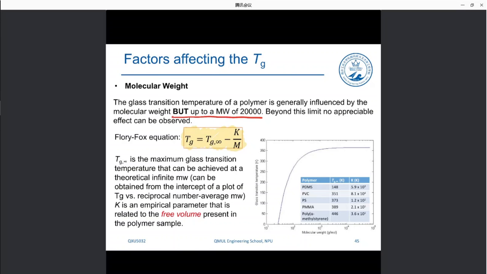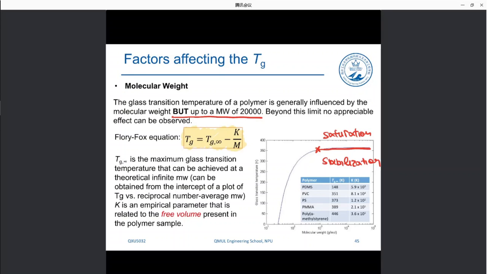So up to, let's say, 20,000, around here, or a bit lower, like here. Up to this point, there is a linear increase or kind of a parabolic increase of the glass transition temperature. But after that, it saturates, okay? It stabilizes. Saturation. Stabilization. Okay? So the Flory-Fox equation is not very important.